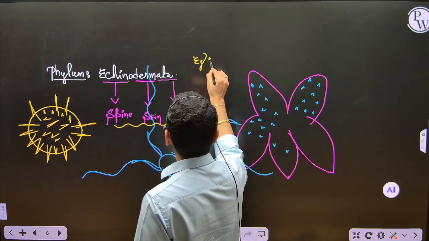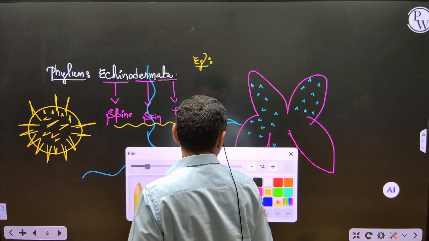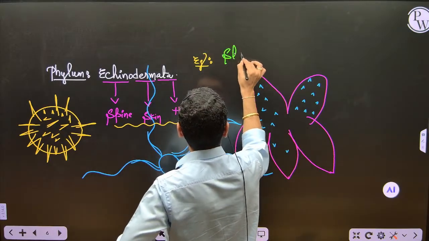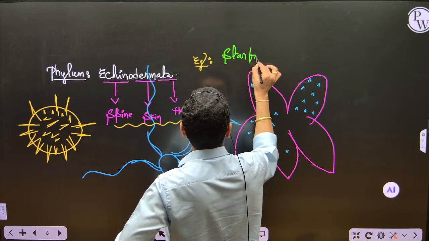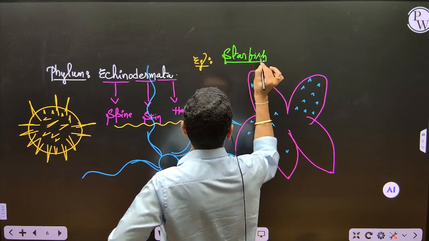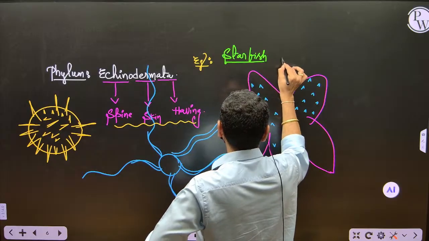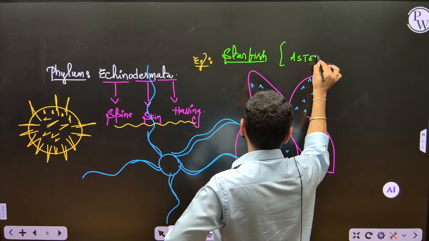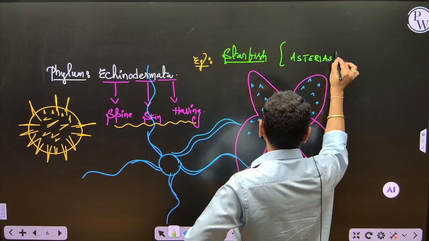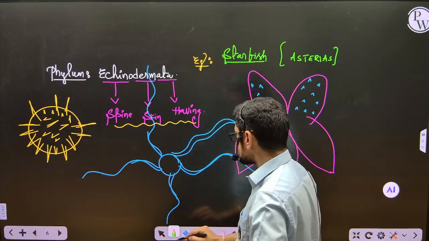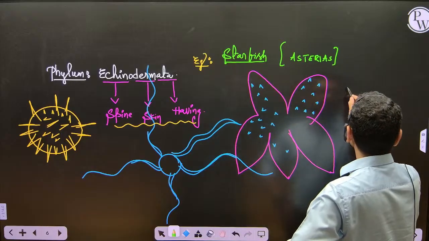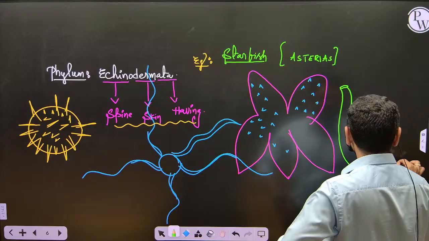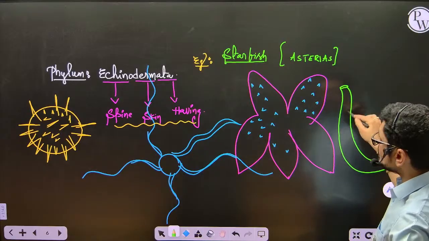Examples for these spiny skinned animals. What are the examples? Starfish. The common name is starfish. The scientific name is Asterias. Asterias is one example. There is one animal which appears like this. It is present like this. The body is very soft in this animal.